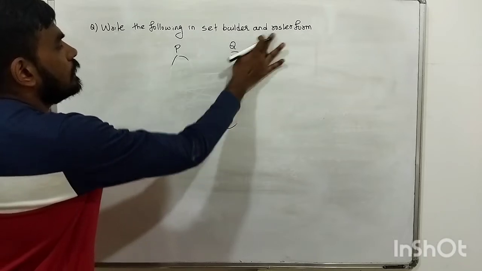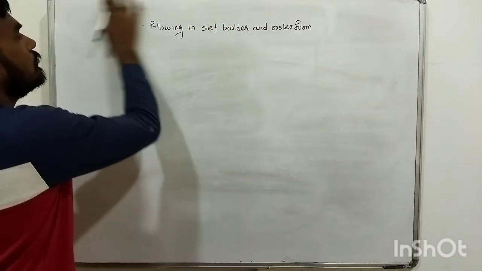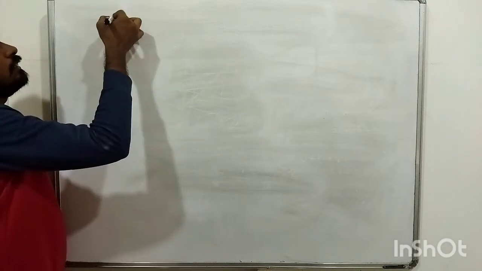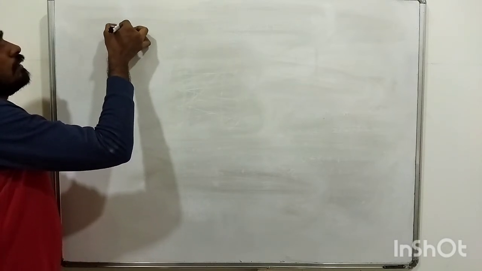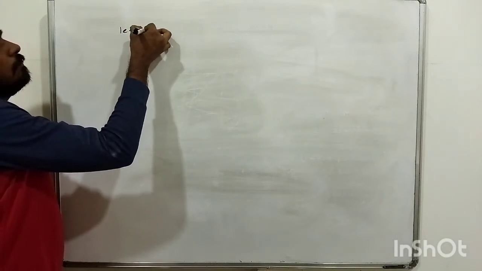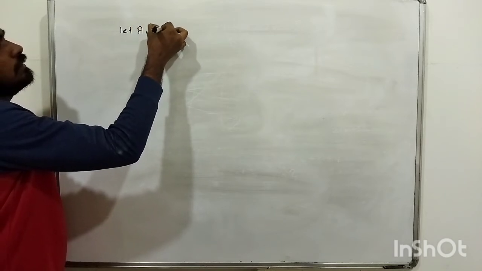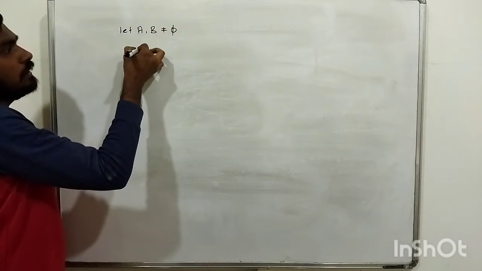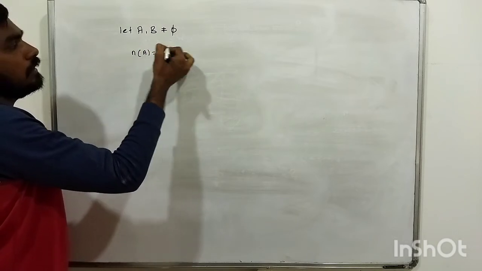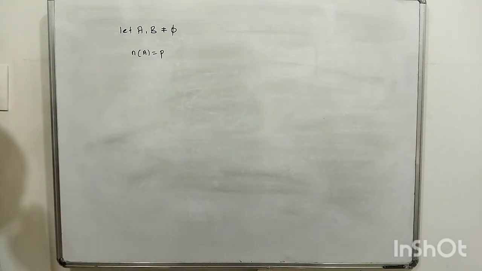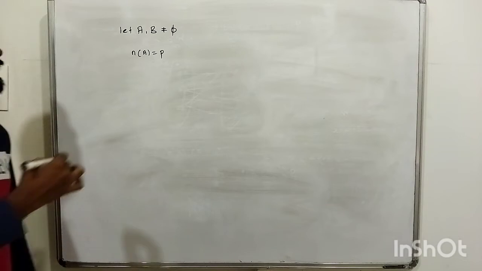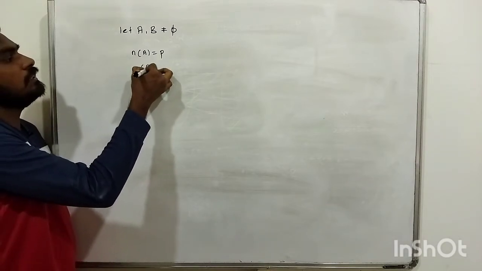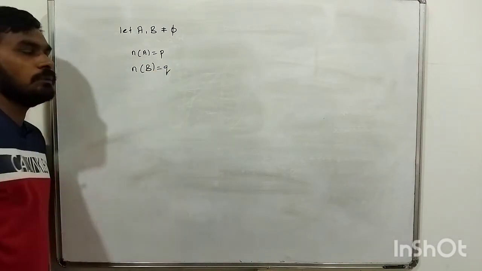Okay, last we just write a note and then we'll stop. So the note is like this. Let A and B be two non-empty sets, and the number of elements of A is equal to P. So let A have P elements, and let B have Q number of elements.